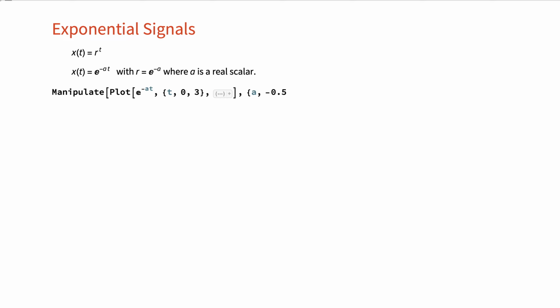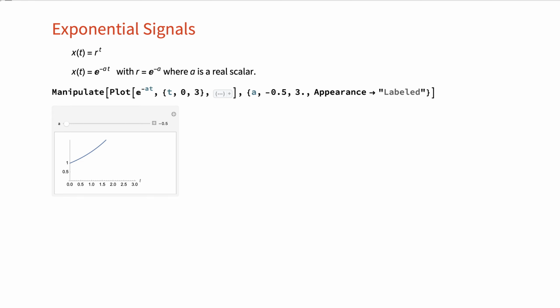Plotting the signal shows that for negative values of the parameter a, we have a growing exponential, and for positive values of a, the function decays exponentially. The higher the value of a, the faster the signal goes to 0.